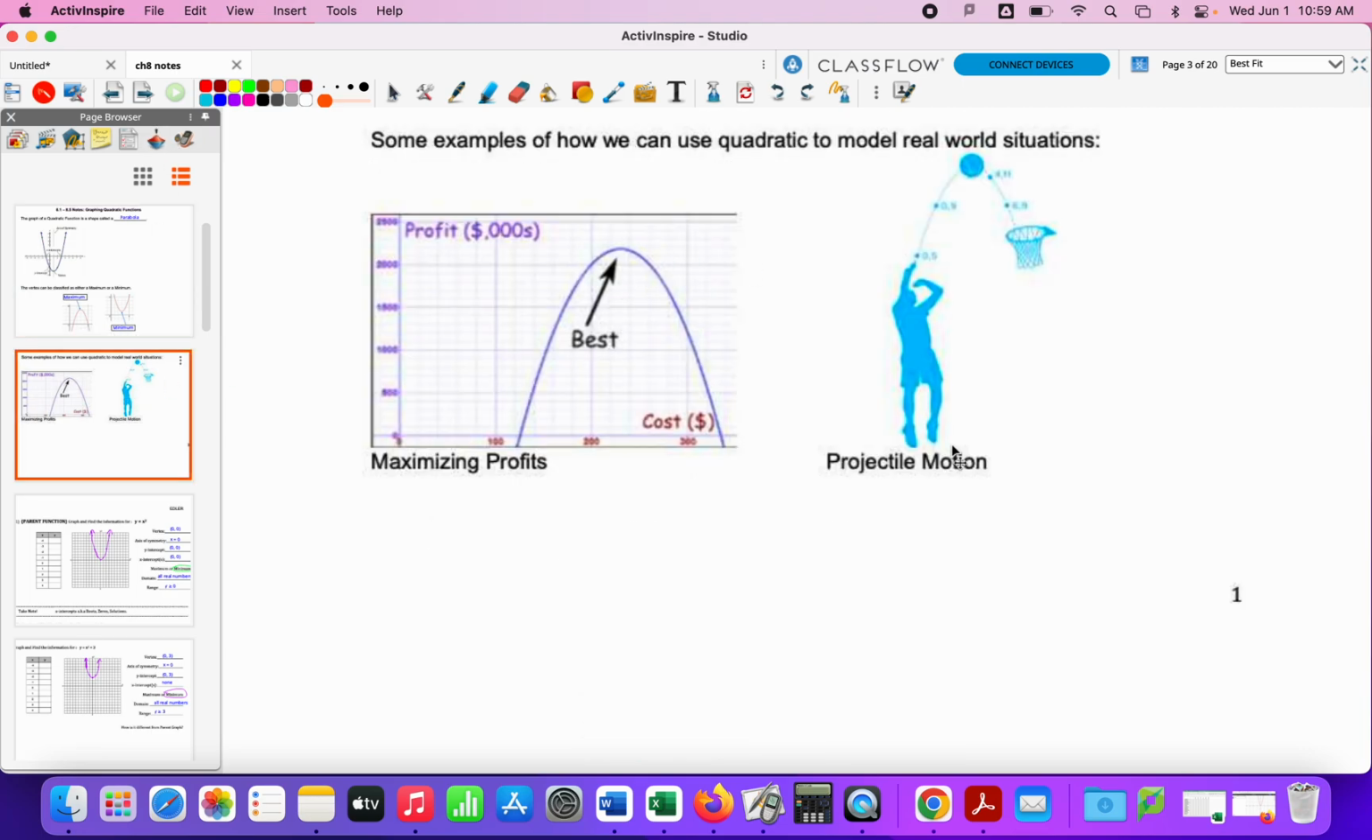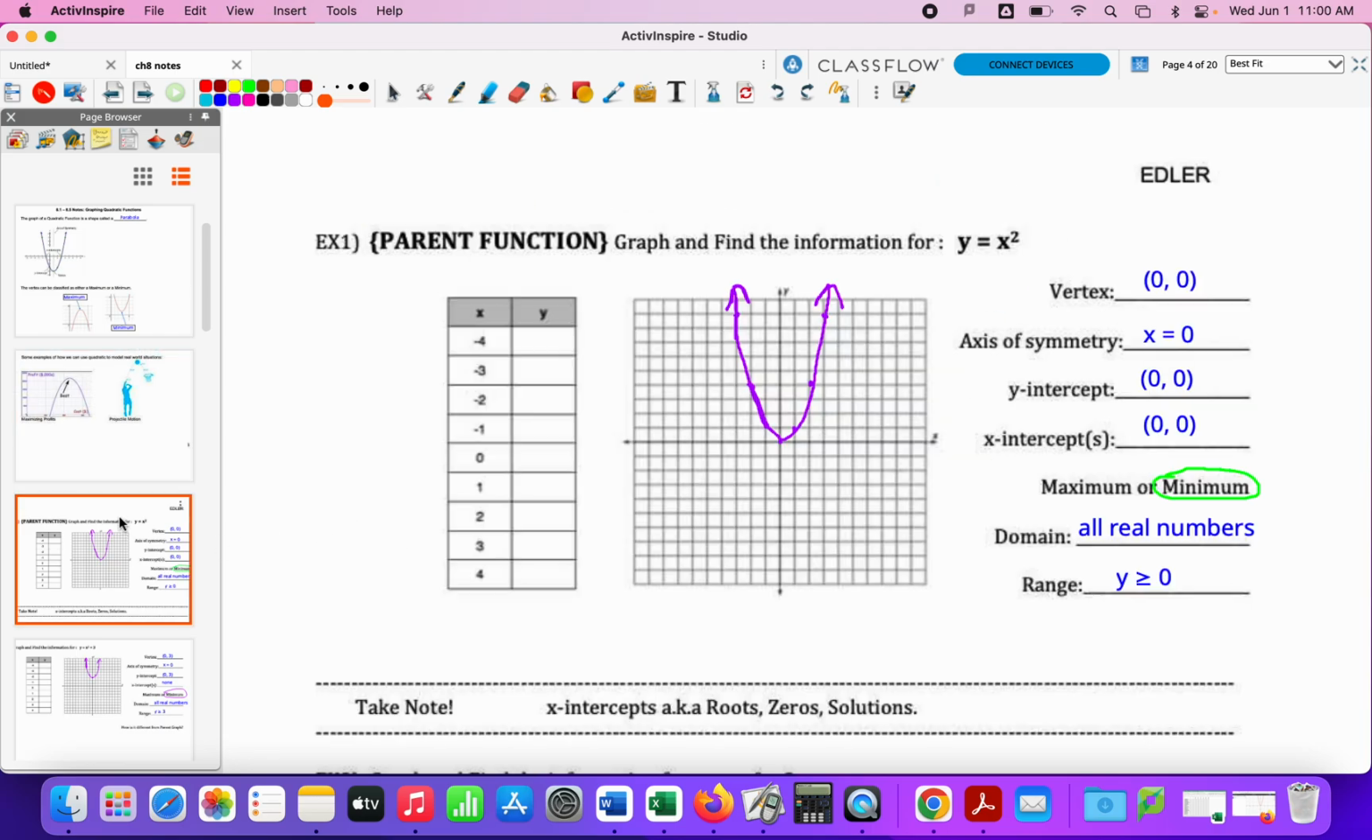Here are just some ideas of where you could see this used in real-world situations. For example, maximizing profits. If you've got something that costs a certain amount, there's a sweet spot where you can maximize your profits. If you charge too little, you're not going to make enough money. If you charge too much, people aren't going to buy it. But if you charge just enough, you'll make the most profit. And this is what companies actually look at. Or if you think about when you throw a basketball, that path can be modeled by a parabola. So let's see what it looks like.